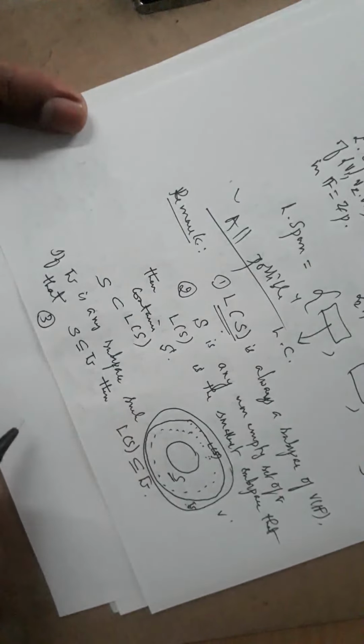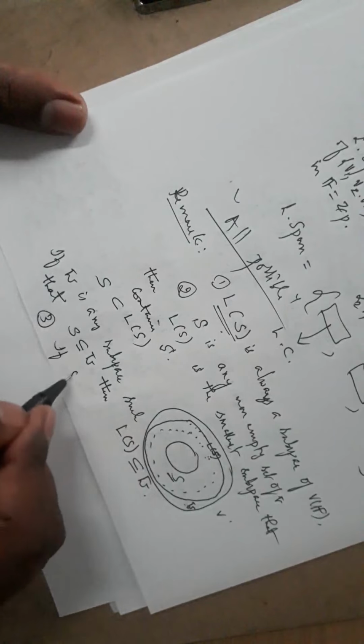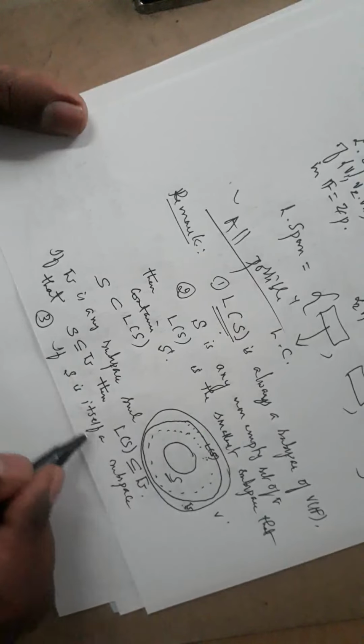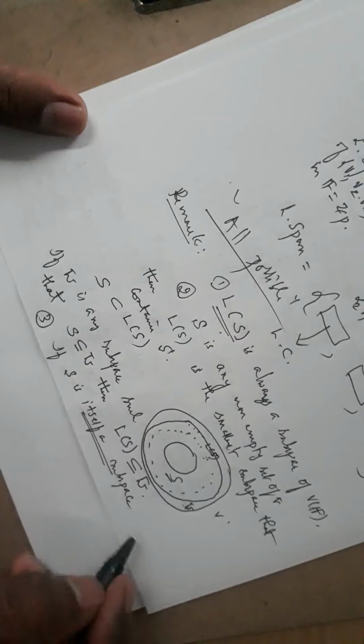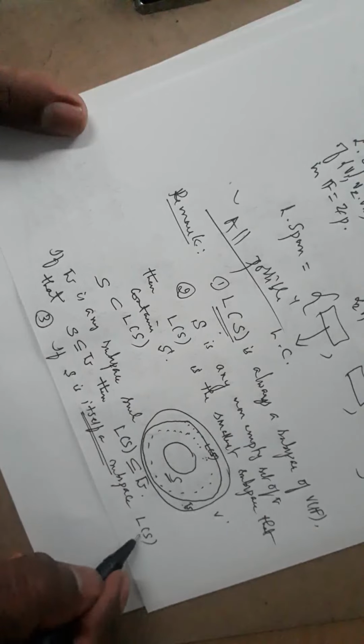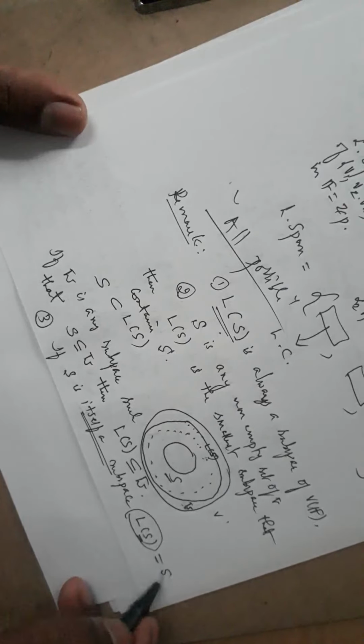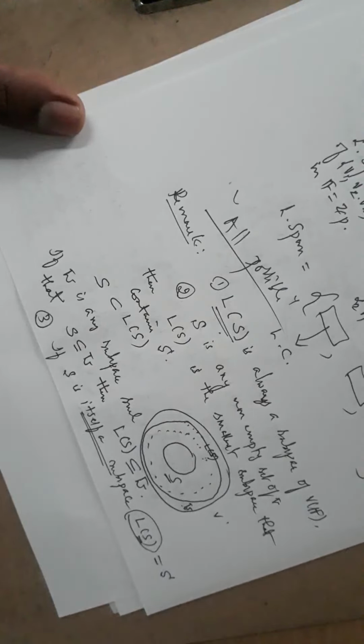Third observation. If S is itself a subspace, instead of considering a subset, you consider S as a subspace. Then what will be L of S? If this is a subspace, then L of S is nothing but S itself. The idea is clear? That must be clear.